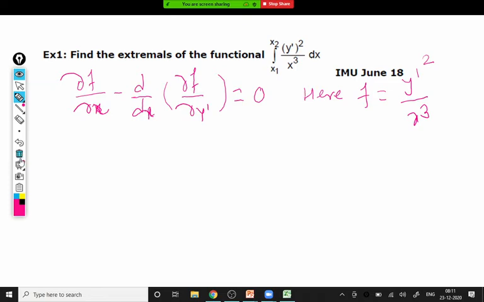Sorry, my mistake, I again wrote that wrong thing here. It is ∂f/∂y, right? ∂f/∂y minus d/dx of ∂f/∂y' is equal to 0. That's the formula.